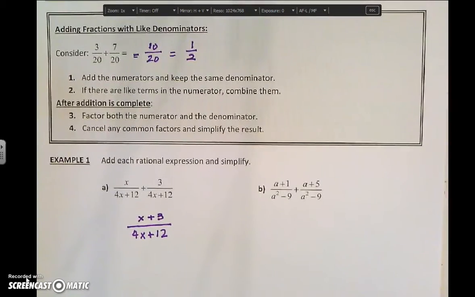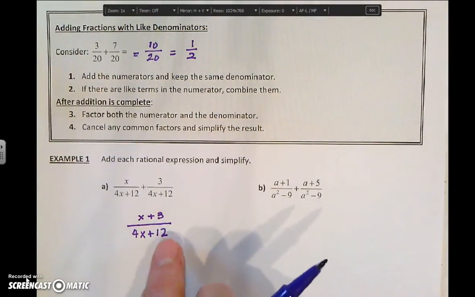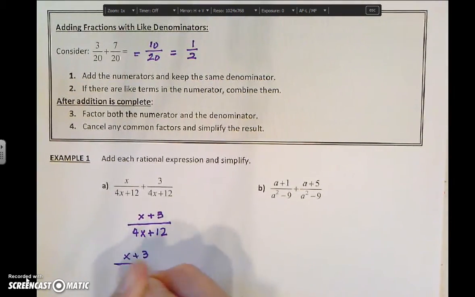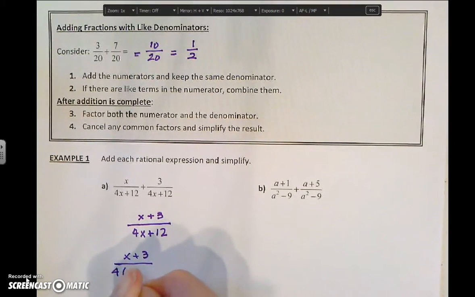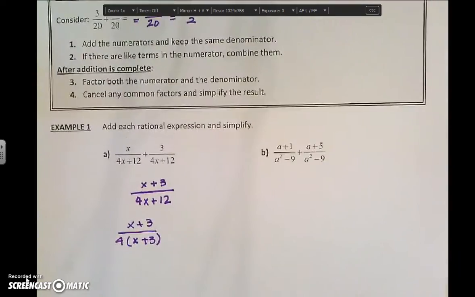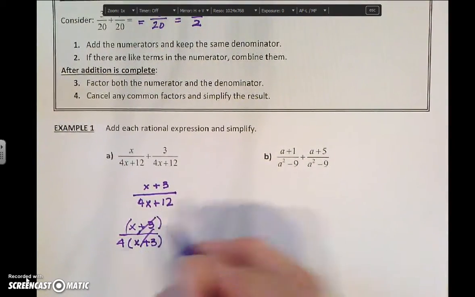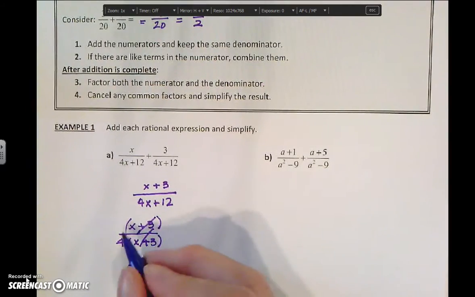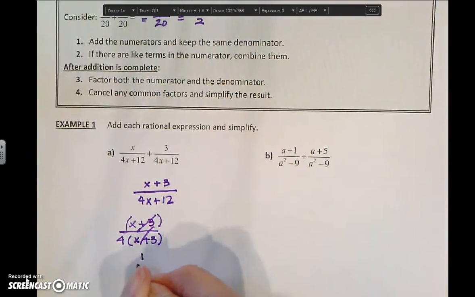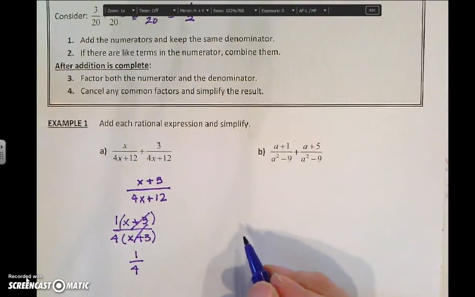So I've completed my addition, and once I complete my addition, I need to factor. The numerator can't be factored, but the denominator can. So if I factor the denominator with a GCF of 4, I'm left with x plus 3. All right, now I see they have this common factor of x plus 3, so I'm going to cancel those out, and I'm left with the 4 in the denominator. So remember that when we do that, we have 1/4. We need to understand that there's that understood 1 right there.